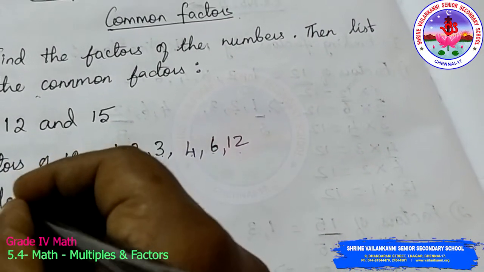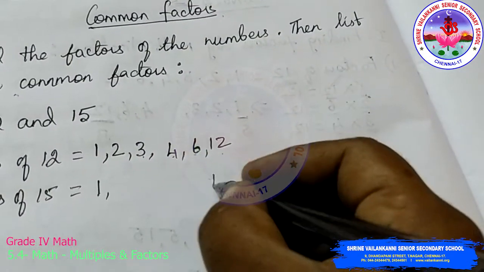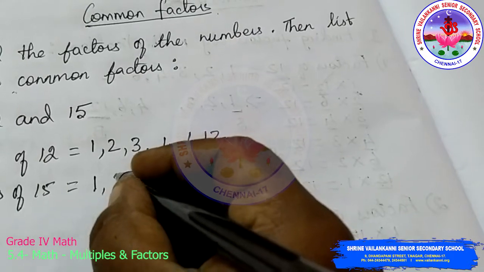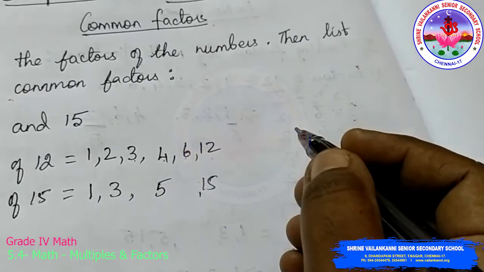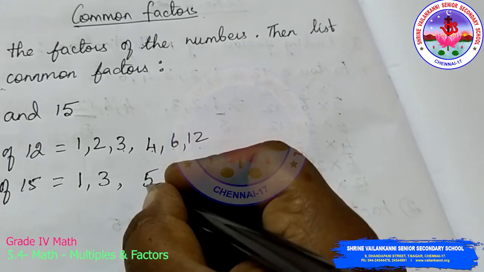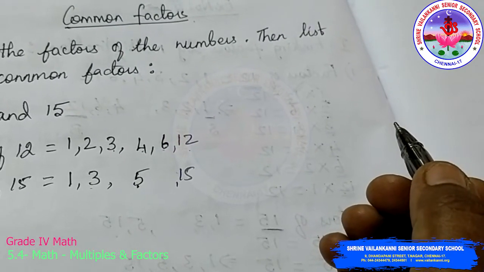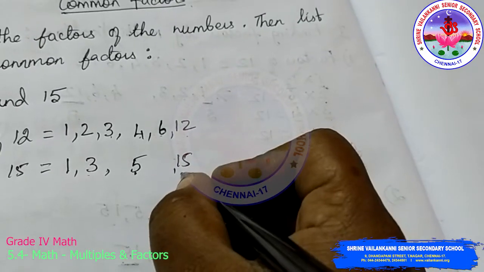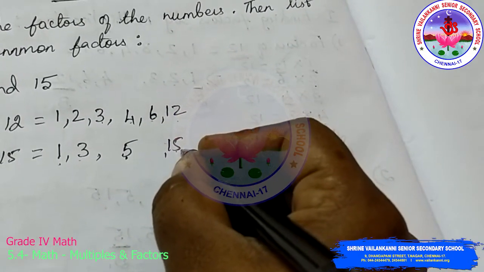Next, factors of 15. 1 15s are 15. In the 2 table we will not get 15. In the 3 table, 3 5s are 15. The 4 table will not get 15, and in the 5 table, 5 3s are 15, which I have already written. 6, 7, 8, 9, 10 will not get 15, and 11, 12, 13, 14 also will not get 15. Directly, 15 1s are 15. So we got a total of 4 factors for the number 15.